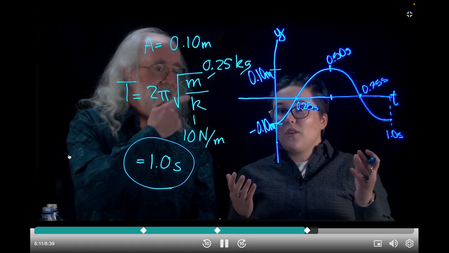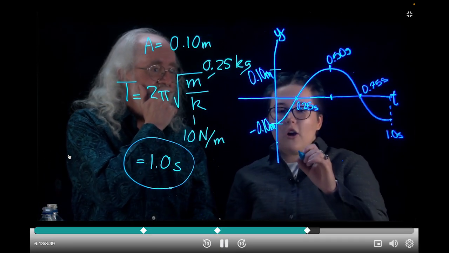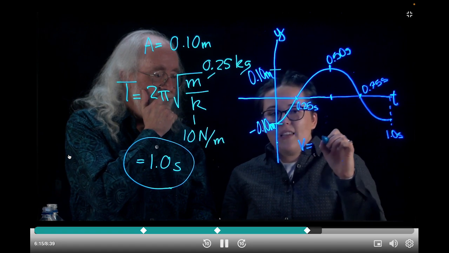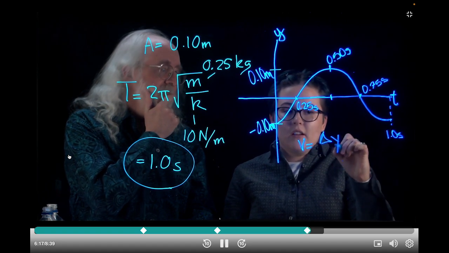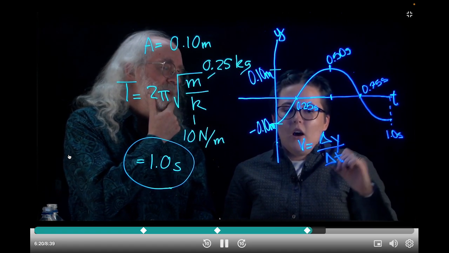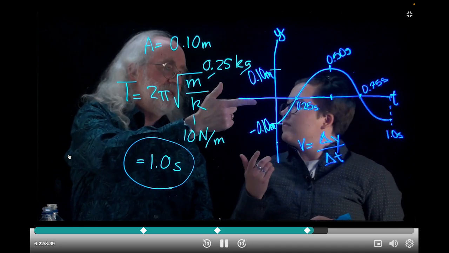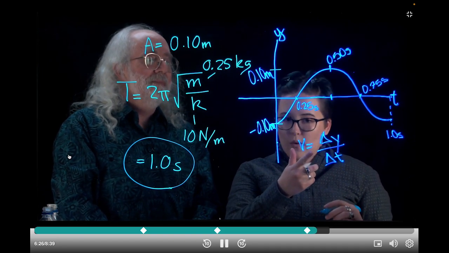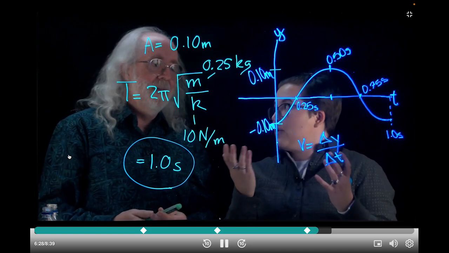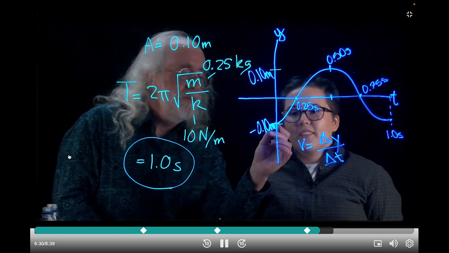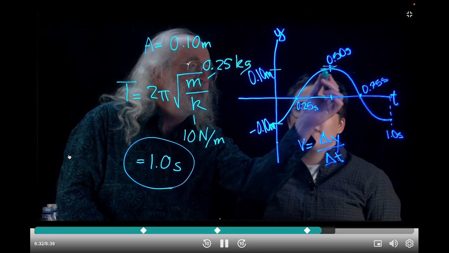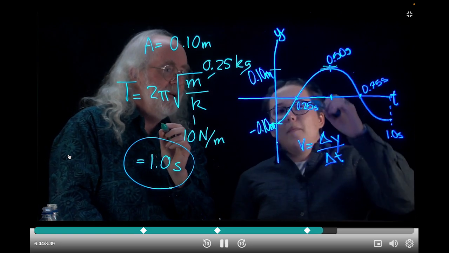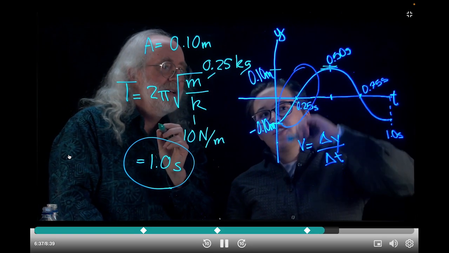So on this graph, we have position versus time. Well, I know that velocity is equal to a change in position over a change in time. So on a graph of y versus t, this is basically a slope. And this is going to be greatest when the slope is the greatest. It looks like here I got a slope of 0, and here I got a slope of 0, so it's not moving at those points. But right here, it looks really slopey to me.